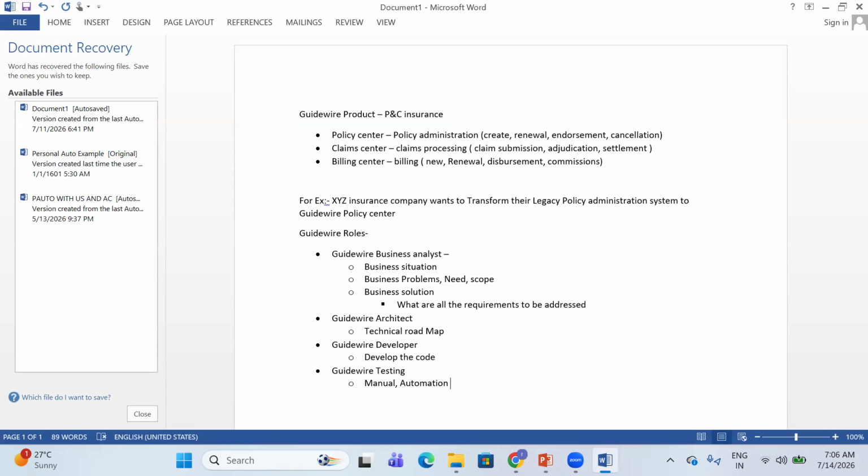Why? Because many companies are transforming. Somebody wants to move from a legacy policy system to Guidewire PolicyCenter or BillingCenter, somebody for claims, somebody for billing. Requirements can be anything.